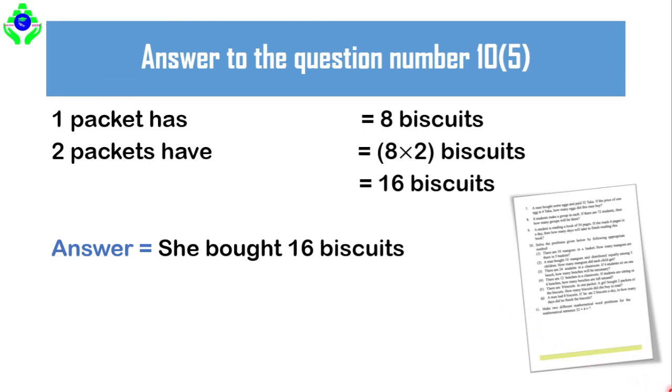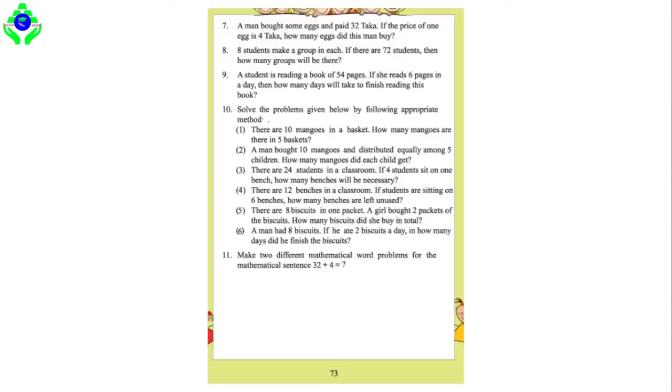So now let's see the question and answer of question number 6. The question is: a man had 8 biscuits. If he ate 2 biscuits a day, in how many days did he finish the biscuits? That means a man had 8 biscuits, but if he eats 2 biscuits, the total number will decrease. That's why you need to apply the concept of subtraction or division here.